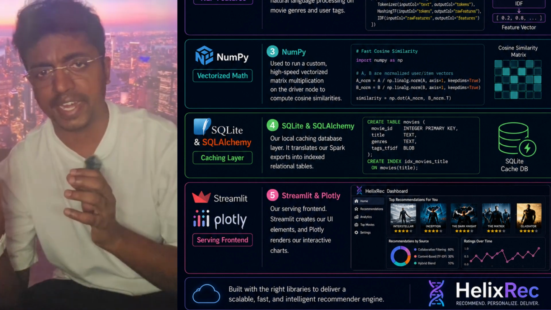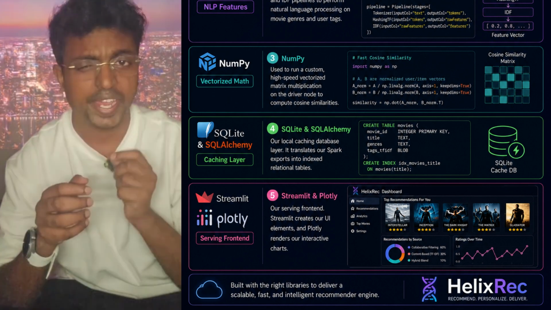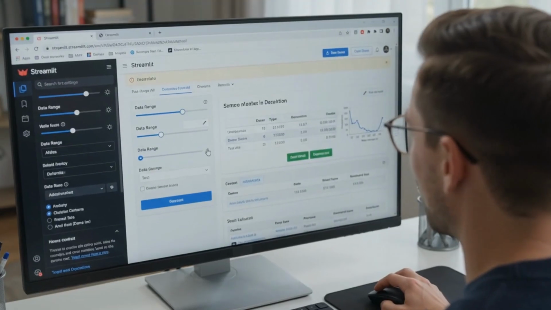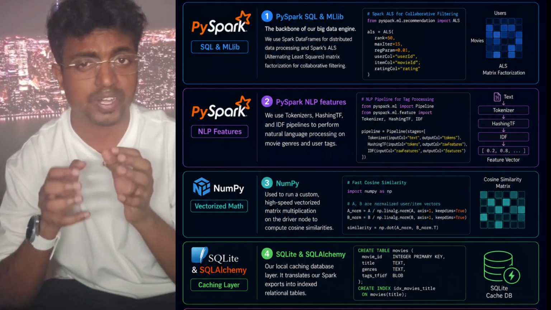NumPy is used to run a custom high-speed vectorized matrix multiplication on the driver node to compute cosine similarities. SQLite and SQLAlchemy are our local caching database layer; it translates our Spark exports into indexed relational database tables. Streamlit and Plotly are our serving frontend. Streamlit creates our UI elements and Plotly renders our interactive charts.